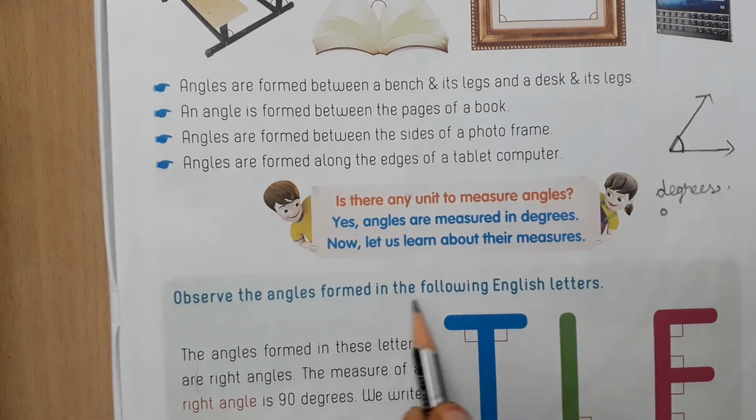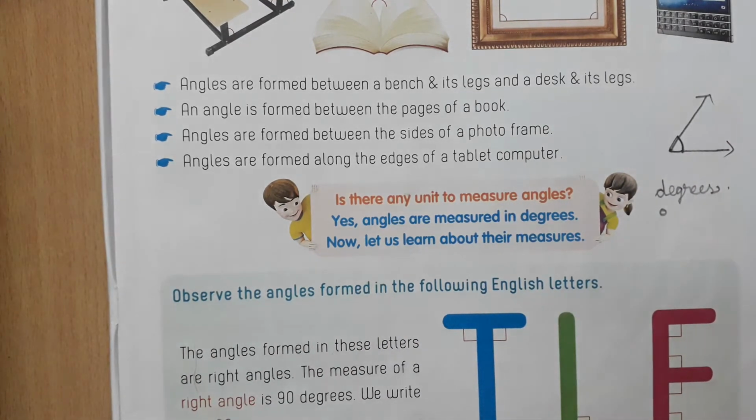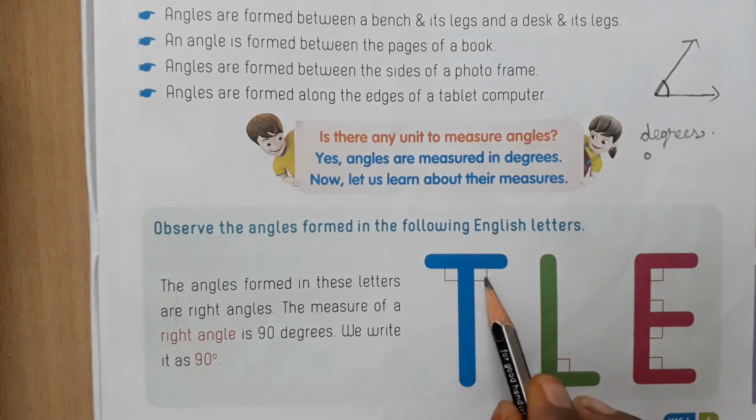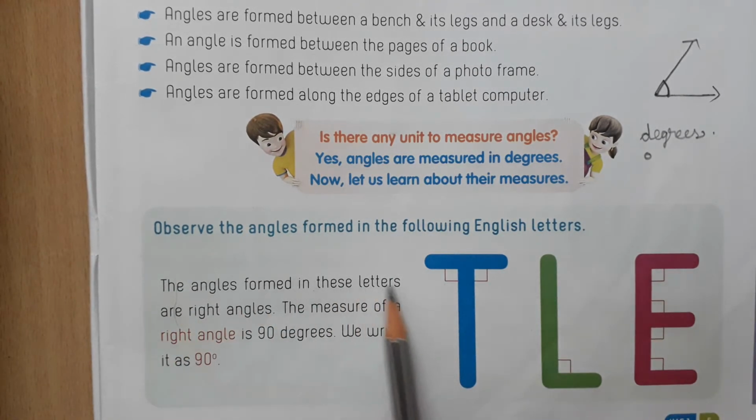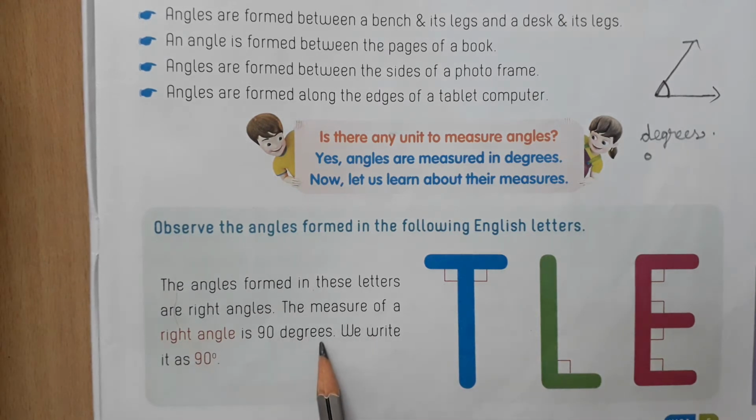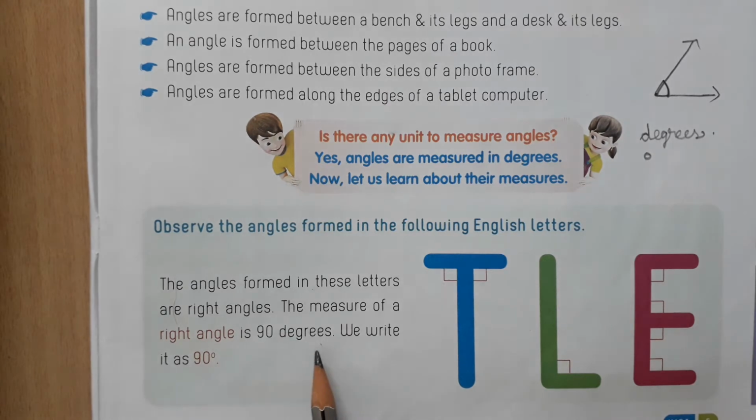Observe the angles formed in the following English letters. Look here. The angles formed in these letters are right angles. These angles are right angles. The measure of a right angle is 90 degrees. We write it as 90 degrees. This is the degree symbol.